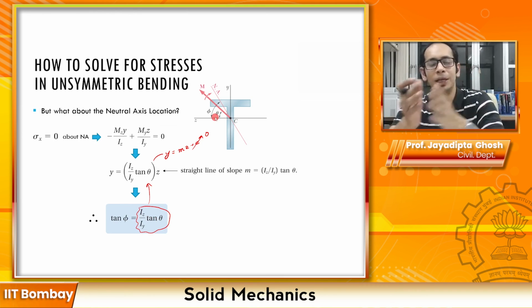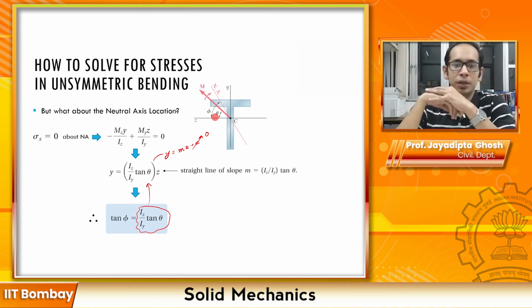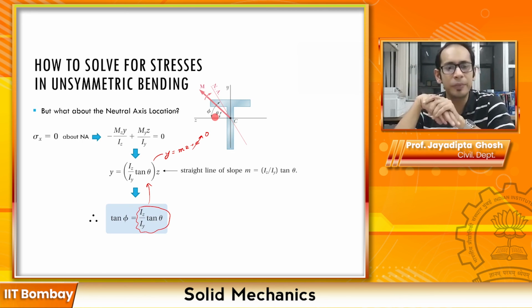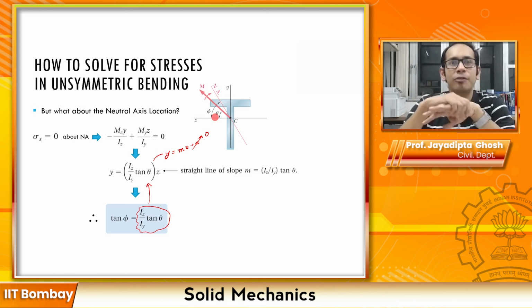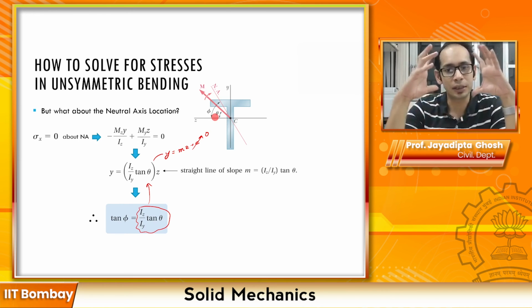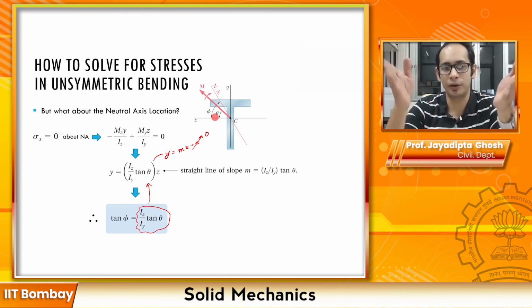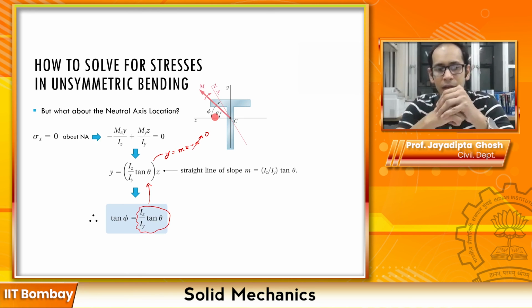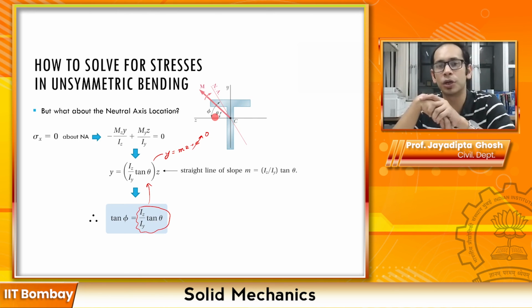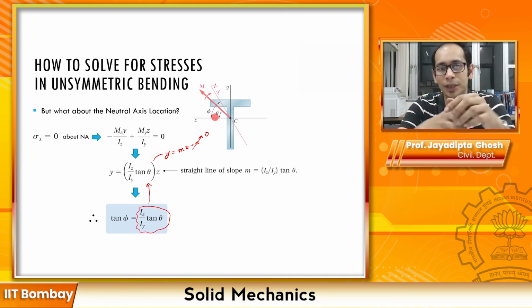I hope that this gives you some idea. Most of the problems that you will face as a structural engineer will be symmetric bending, about the zz or about the yy, but you can have sections which are inclined at an angle, where you have the unsymmetric bending case. After this small bit of discussion, you now know how to resolve the moments, how to calculate the stresses, and most importantly, where your neutral axis is.